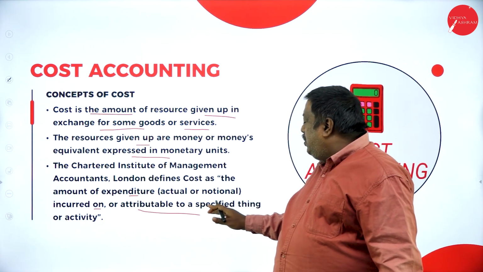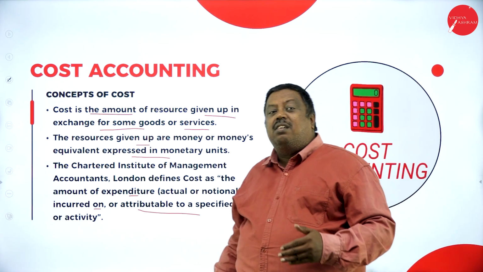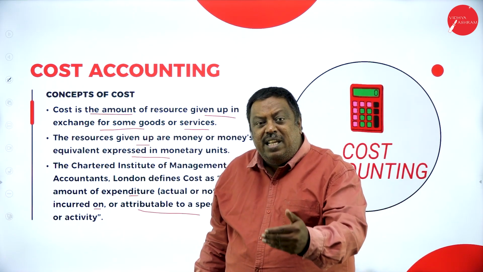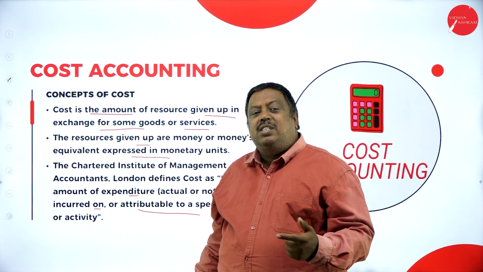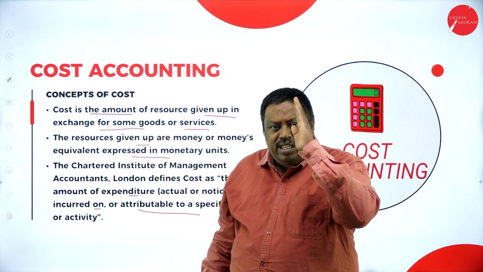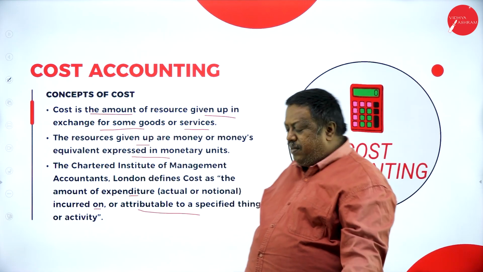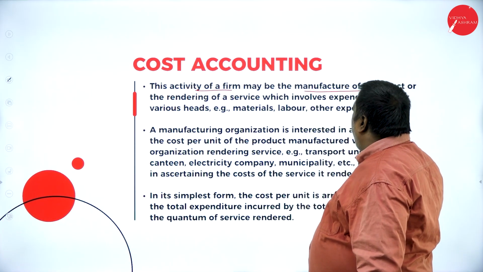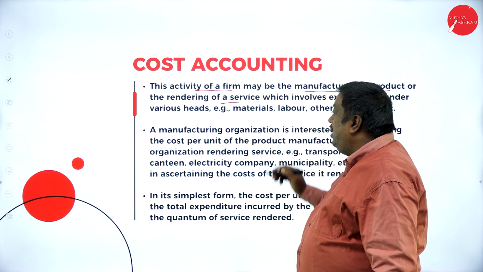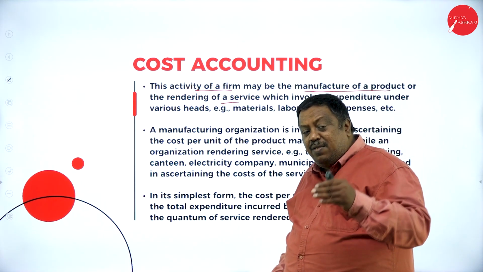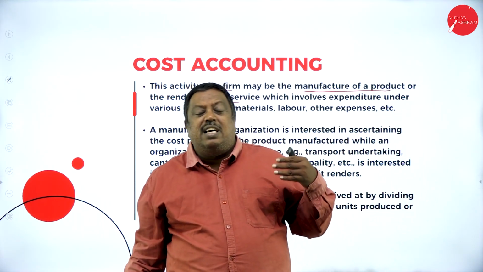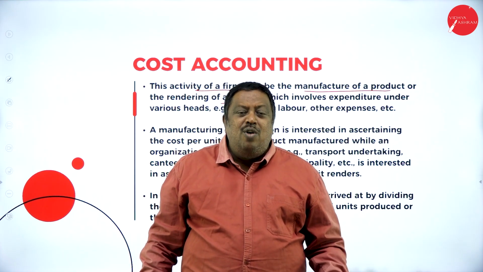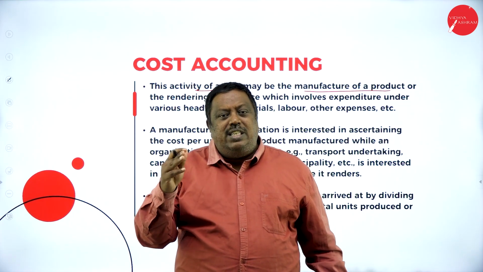The attributed to a specified thing or incurred means whatever amount has been incurred here, add all the amounts and then say this is the total cost of the product. The activity of a firm may be the manufacture of a product or the rendering of services. The people are rendering services, or a person is converting raw material into finished goods. For these people, the cost is very important.